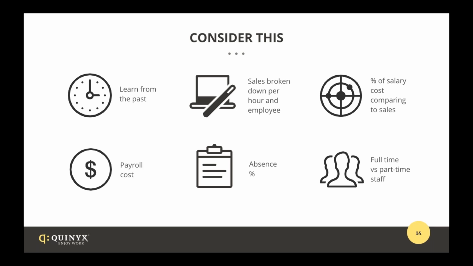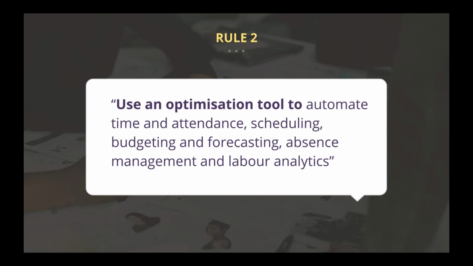Yeah, so moving on. The next rule. In general, using an optimization tool to automate time and attendance, and also around scheduling, budgeting, forecasting, which we just covered. So basically, the whole package of workforce management is, of course, a big and important area, which we're covering today. And of course, Excel spreadsheets are great. I like them myself, but of course, there's only so much you could do with pen and paper and Excel.